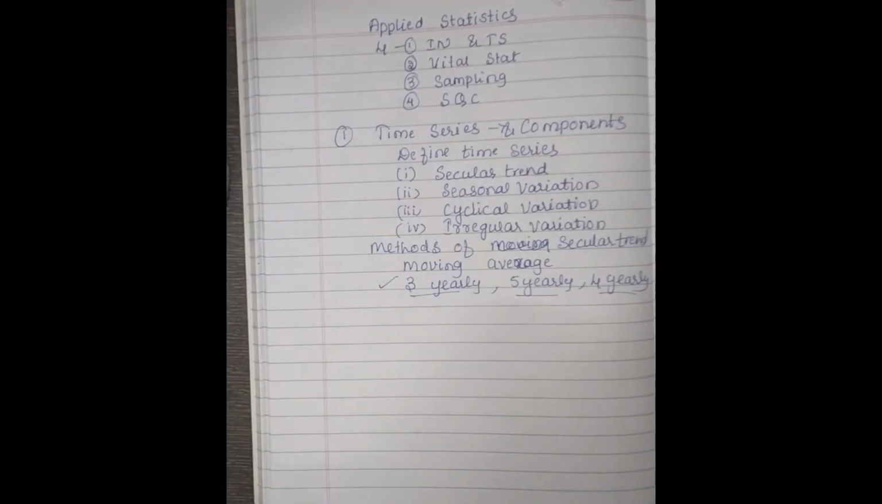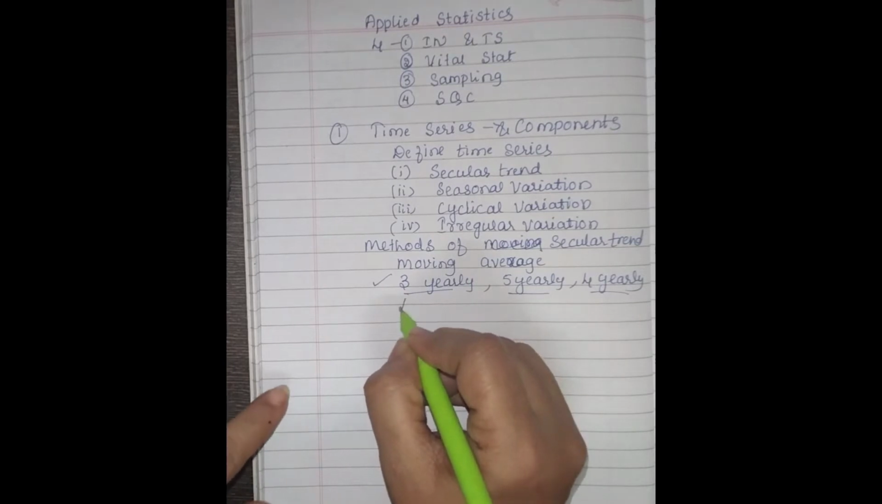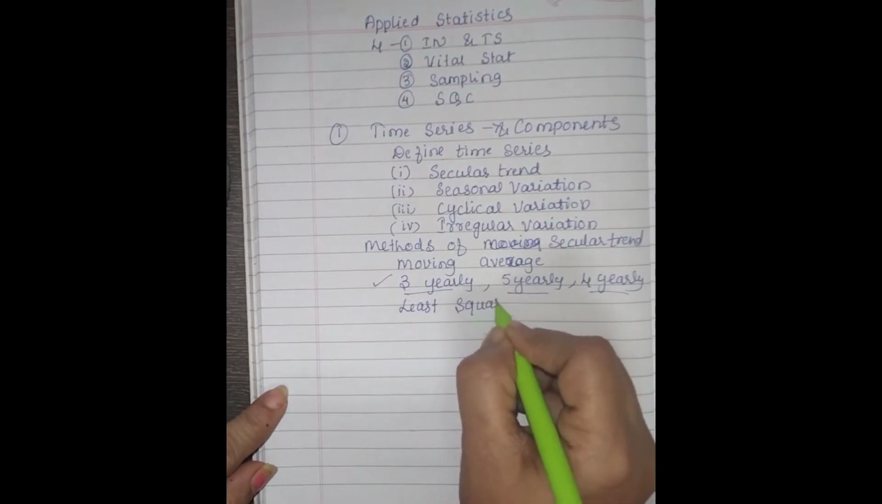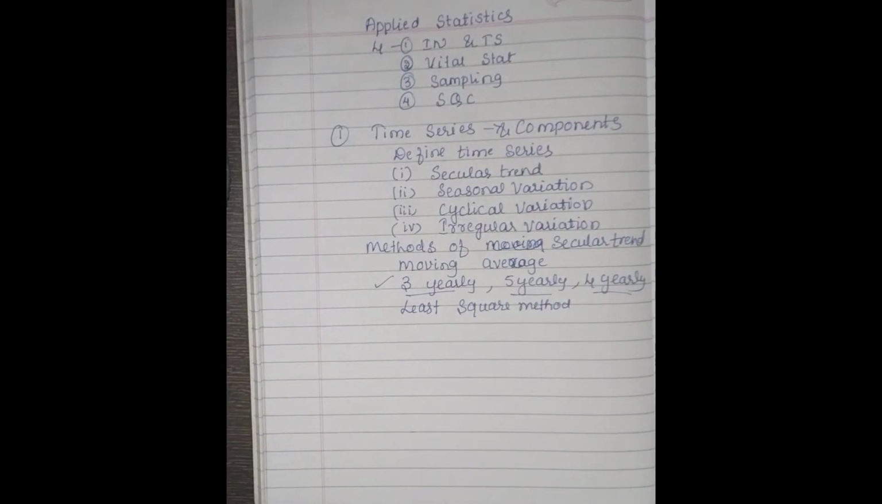Then write the conclusion, describing how the values behave, whether they show an upward trend or a downward trend. That is time series. One more thing after moving averages: the second method, the least square method, is important here. I will show you how to do the least square method.